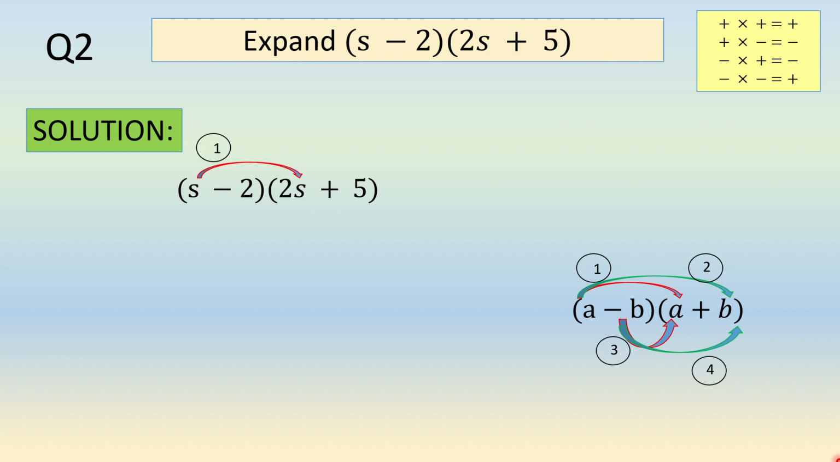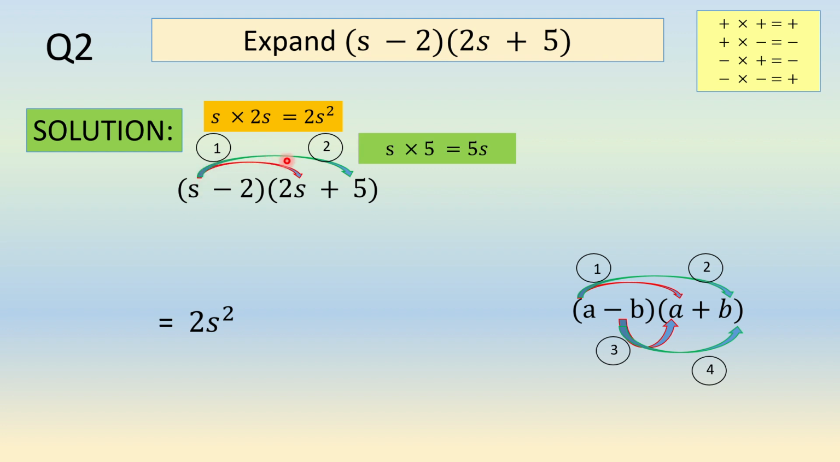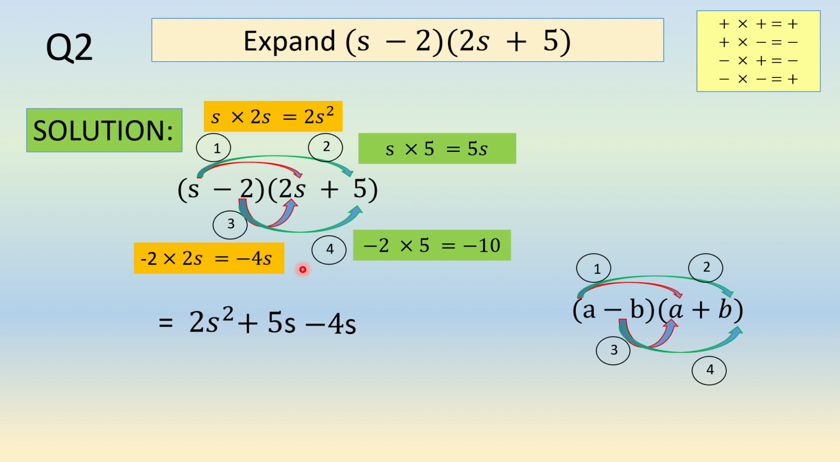So let's see the question now. This will be the first step, where you have to multiply s and 2s, and you will obtain 2s square. Okay, write the answer. Continue with the second step. Second step will be multiplying s and 5, and you will obtain 5s. Continue with the third step, that is multiplying negative 2 and 2s. Negative 2 times 2, you will get negative 4, times s, so you'll obtain negative 4s. Next the fourth step, that will be multiplying negative 2 and 5, and you will get negative 10. So write all this in line.